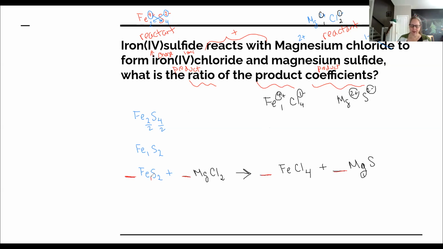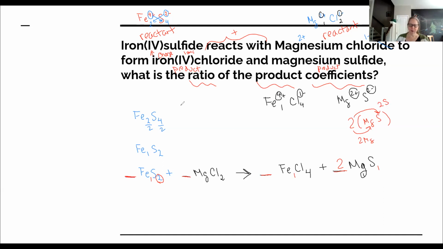I have 1 iron on the left, 1 iron on the right. So for right now, I'm going to leave it as is. I have 2 sulfurs on the left. So now I need 2 sulfurs on the right. Remember, this guy works like parentheses in math. So 2 times 1 gives me 2 magnesiums. 2 times 1 sulfur gives me 2 sulfurs.